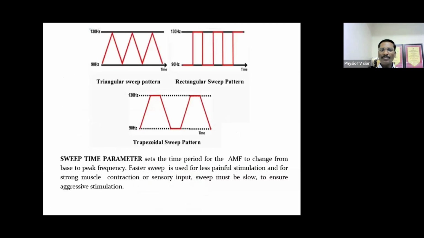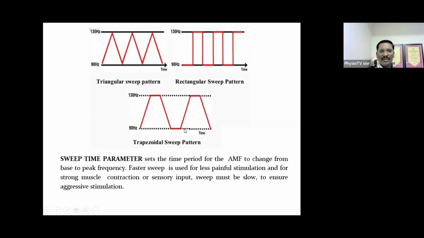Now, the sweep time parameter. The sweep time is the time taken for the frequency to reach from 90 hertz to 130 hertz. Generally, most of the equipment is set at 6 seconds. That means for the current to reach from 90 hertz to 130 hertz, it takes 6 seconds. So this is called the sweep time, that is, the time taken for the frequency to reach from base to peak frequency. A faster sweep is also used for less painful stimulation and strong muscle contraction or strong sensory input. Sweep must be slow to ensure aggressive stimulation.